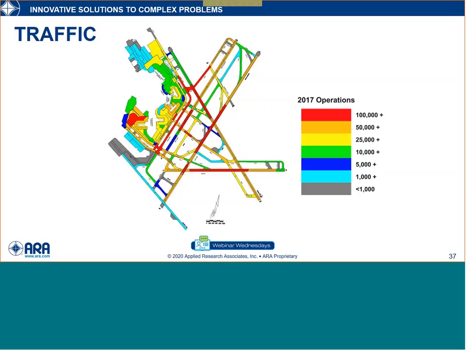Last thing we need for a PCN is traffic. And we need more than just operations or departures. We really need that traffic broken out into individual aircraft types. We need to know how many Airbus A321s there are, how many Boeing 737s there are, so on and so forth.